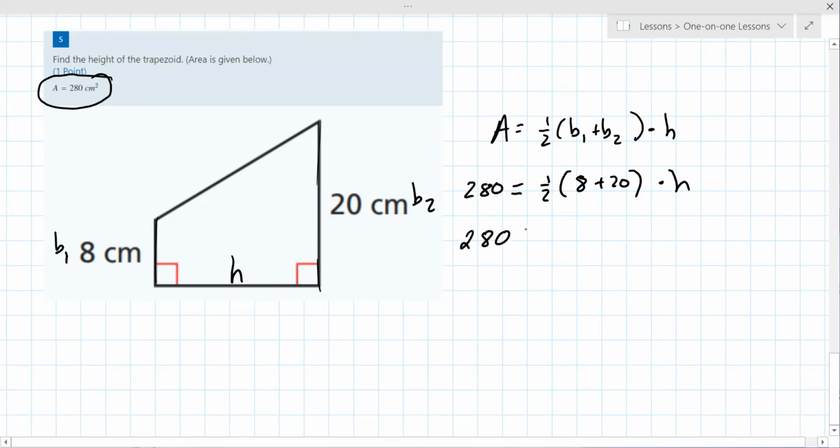So 280 equals 14 times H. Divide by 14, divide by 14, H equals 20. And then 20 centimeters.